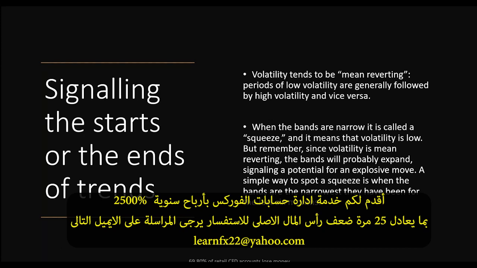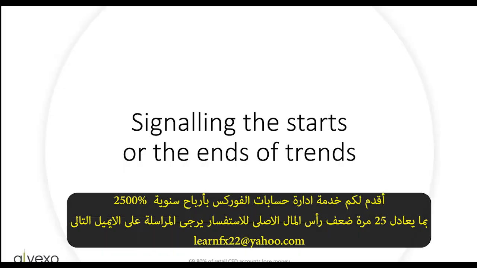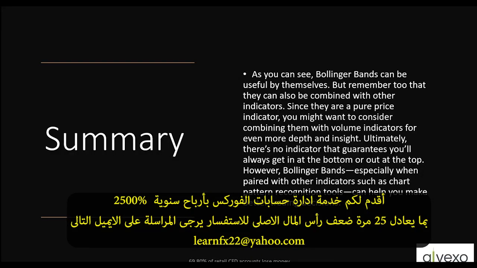So this is known as the Bollinger Band squeeze, because you see the volatility is low. And remember, since volatility is mean reverting, it means the bands will probably expand, signaling a potential for an explosive move. A simple way to spot a squeeze is when the bands are at their narrowest they have been for many months, many weeks, many days, depending on what time frame you're trading, and then they start getting wider, signaling the start or the end of a trend.